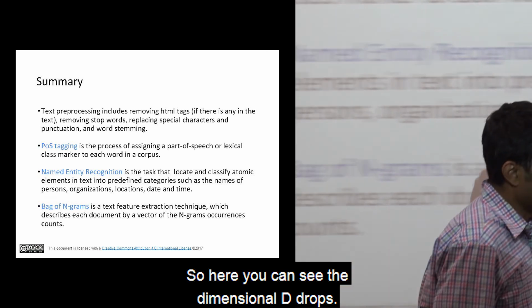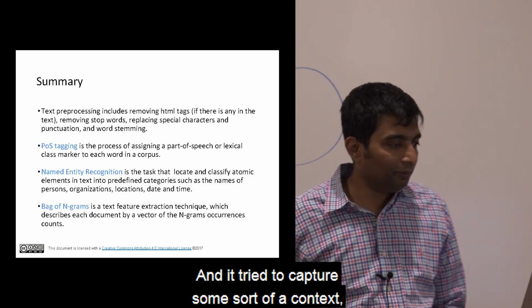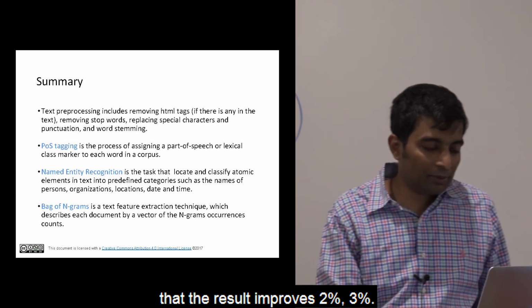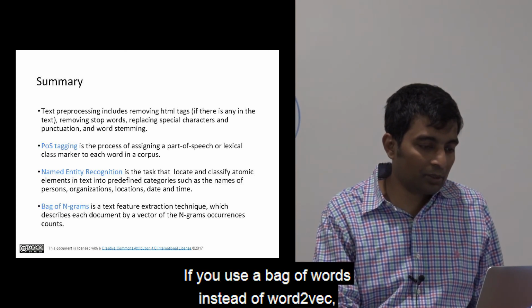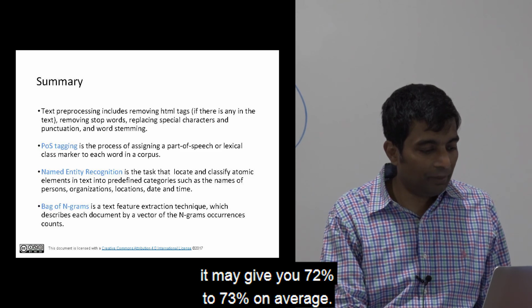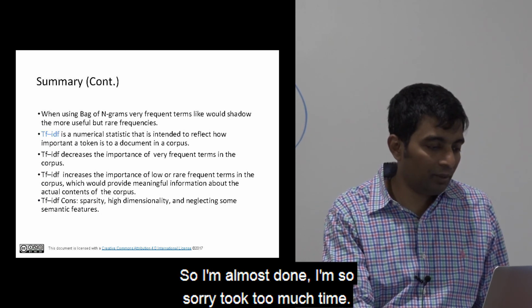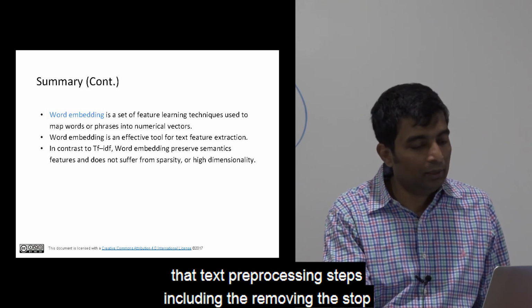So I'm almost done. I'm sorry, too much time. Here I tried to tell you about text pre-processing steps, including removing the stop words and stemming, and we talked about tagging, named entities, and bag of n-grams features. Then I talked about TF-IDF, and then a little bit about word embedding, and that's it.